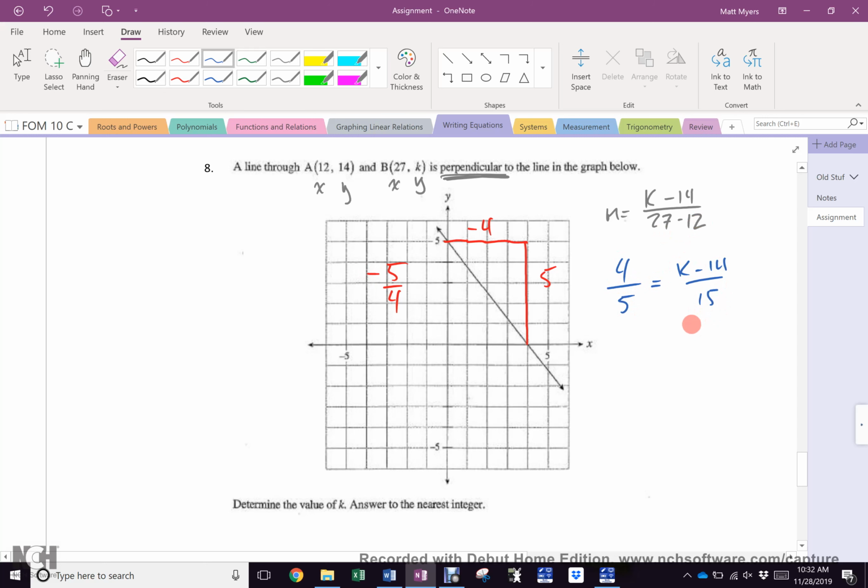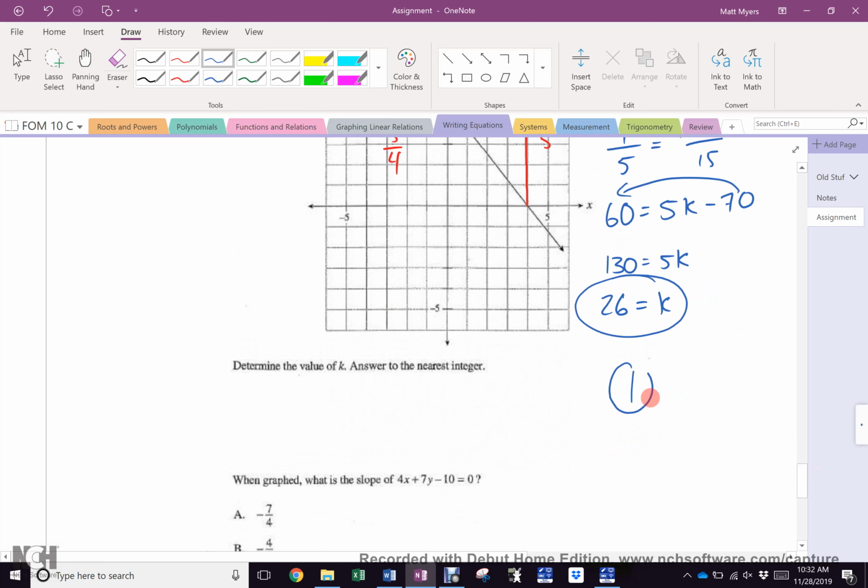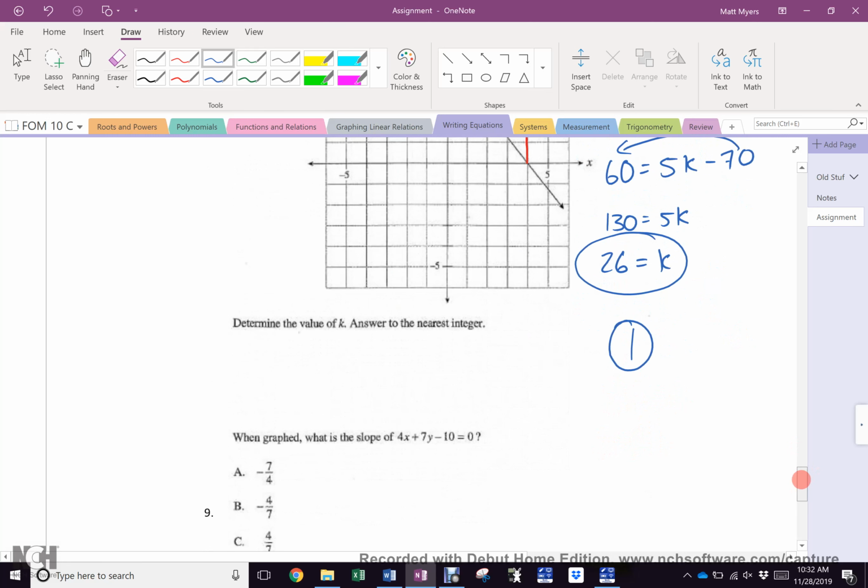Solve that. How do you solve every single piece of algebra that is fraction equals fraction? Cross multiply. 60 equals 5k minus 70. Yeah? Bring the 70 over here. 130 equals 5k. And k equals 26? 26 times 5? Yes, 26. Four, one mark, because there was only one. You know what? Take 2, because you had to remember how to do algebra.